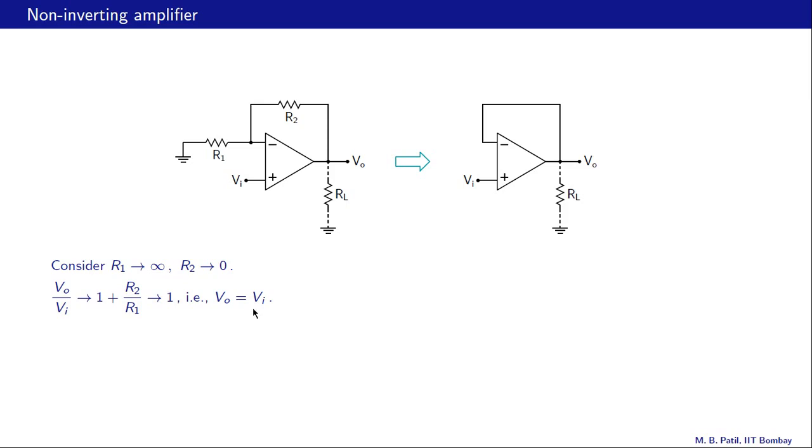And we can also observe this directly from this circuit. Since the op-amp is operating in the linear region, V minus and V plus are nearly equal. So V minus is also equal to Vi, and since that is connected directly to the output, VO is also equal to Vi.